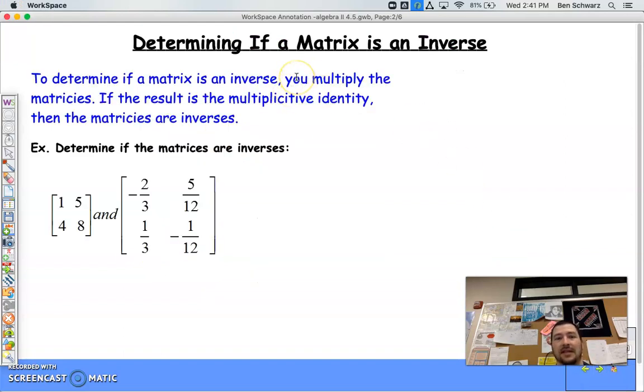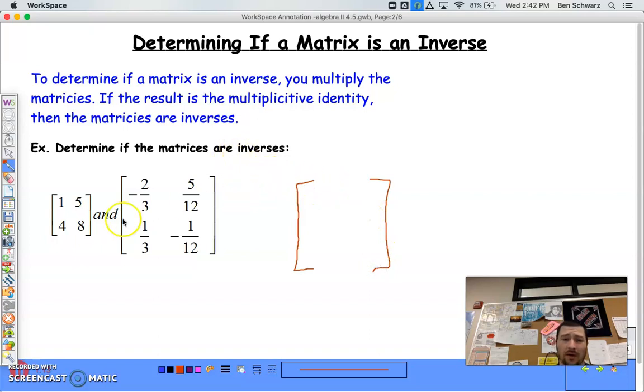So determining if a matrix is an inverse. In order for them to be an inverse, they have to equal the identity matrix. So we're going to multiply them. If we multiply, we get the identity, then it's an inverse. So let's start multiplying. So first we would have 1 times negative 2/3, so that's negative 2/3. And then plus 5 times 1/3, 5/3. Well, if we add those two together, we get 3/3. So far, we have an identity matrix, right?